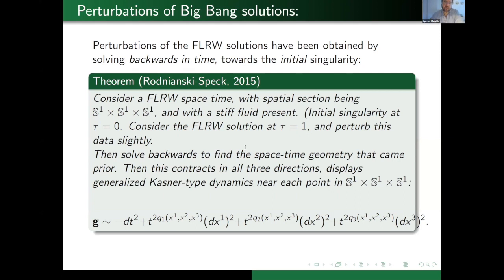So let me refer to this paper of Rodnyansky and Speck, who studied exactly stability of FLRW, moving backwards in time. So a natural question about the stability of the singularity is, if I look at the data that I have at time equals 1 from one of these special solutions, and I perturb that, let me try to solve backwards in time and understand what happens. Okay. So there are two results of Rodnyansky-Speck, or maybe three actually. But let me highlight this one.